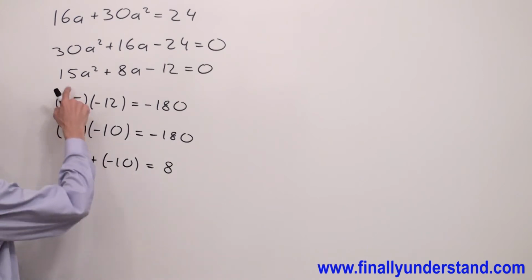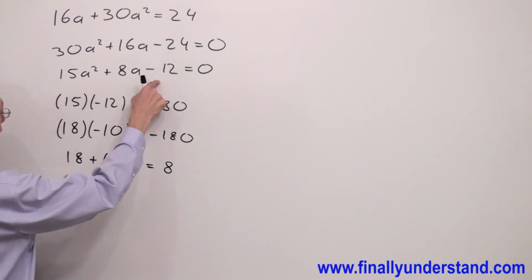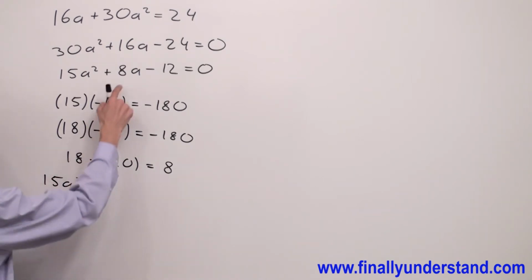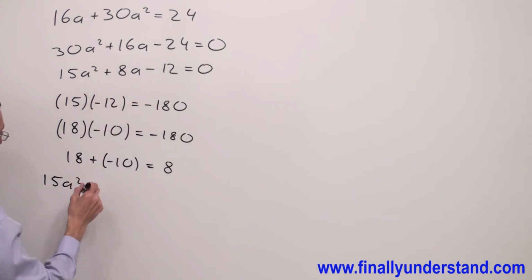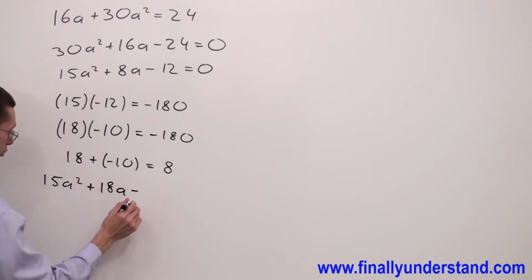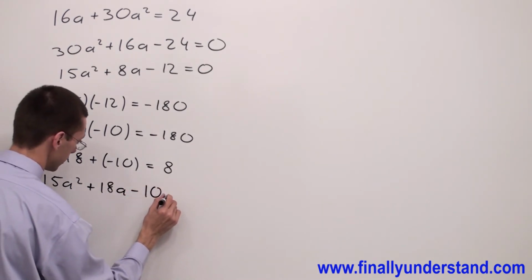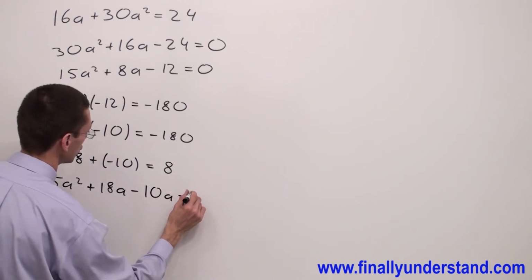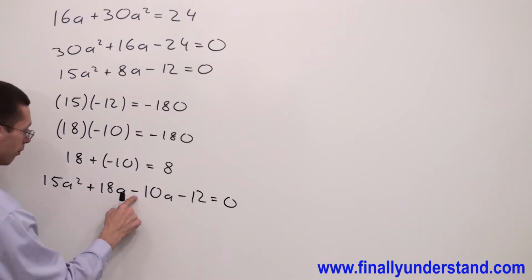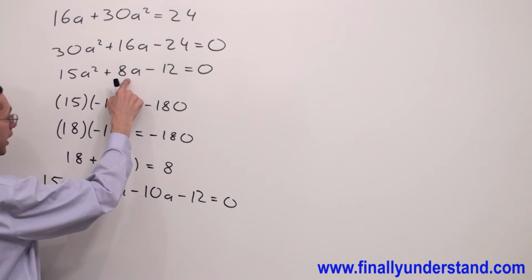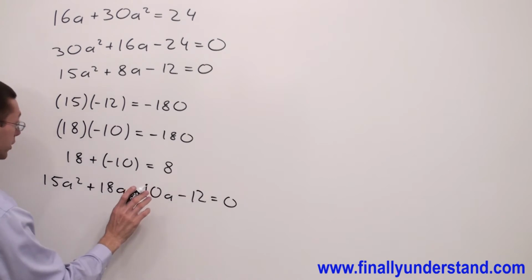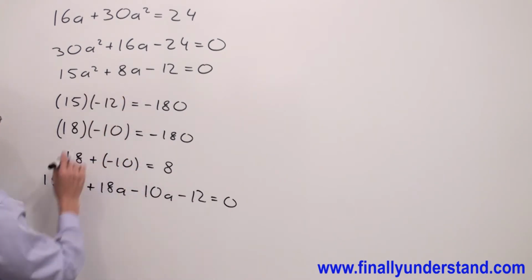Next, we're supposed to rewrite this equation, the reduced one. We have 15a squared, and instead of 8a, I'm supposed to write plus 18a minus 10a minus 12 is equal to 0. Keep in mind, 18a minus 10a is equal to 8a. Okay, so maybe this equation looks a little bit different, but this is nothing else, just this equation.